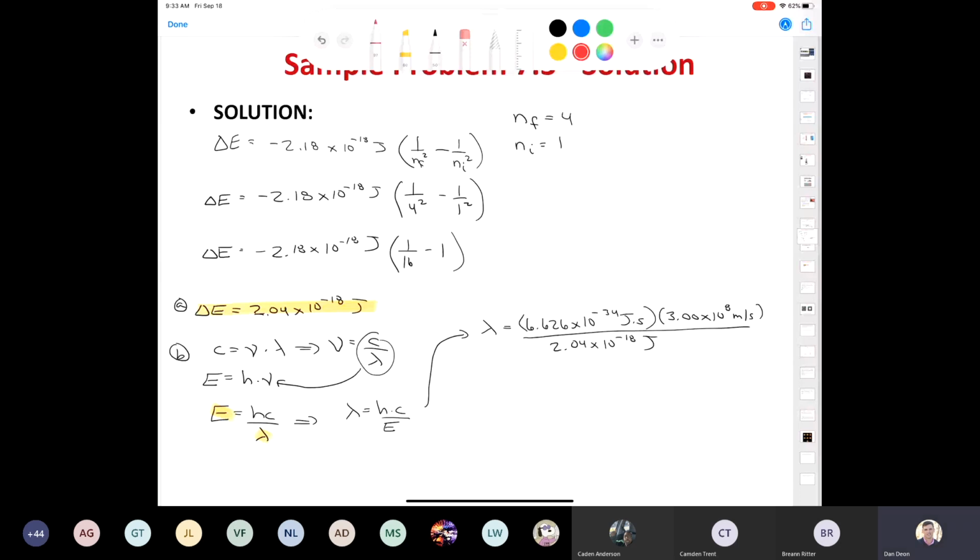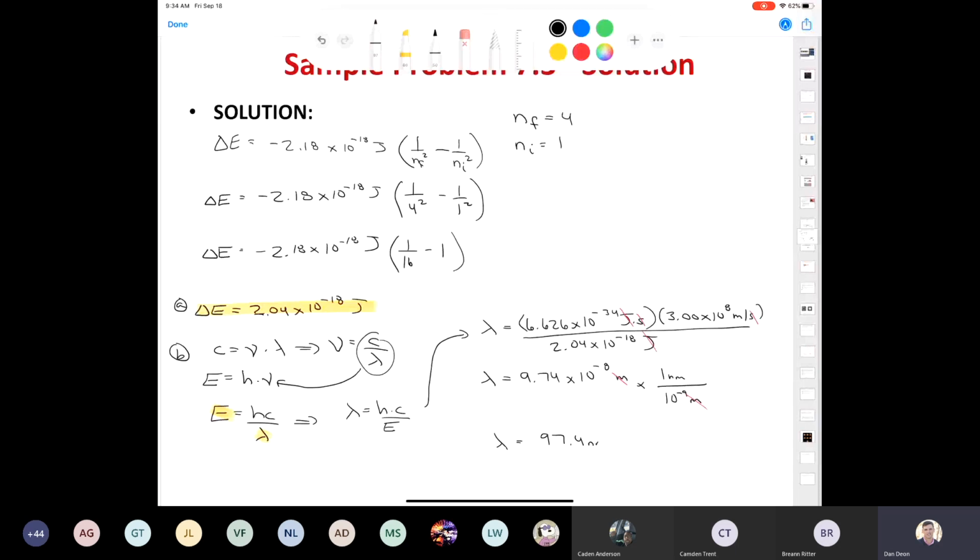You can see that joules and joules cancel out, as do seconds and reciprocal seconds, and I'm left over with my wavelength in meters. And when I calculate my wavelength in meters, I get 9.74 times 10 to the minus 8 meters. Now, it's more common to report ultraviolet wavelengths in nanometers, so I could convert that into nanometers because I know that in 1 nanometer, I have 10 to the negative 9 meters. And so you can see that meters and meters will cancel out. I end up with 97.4 nanometers.